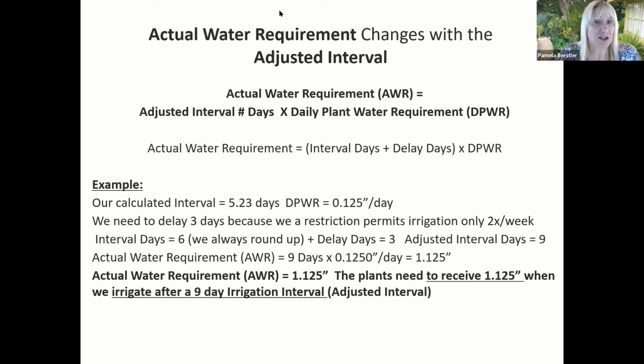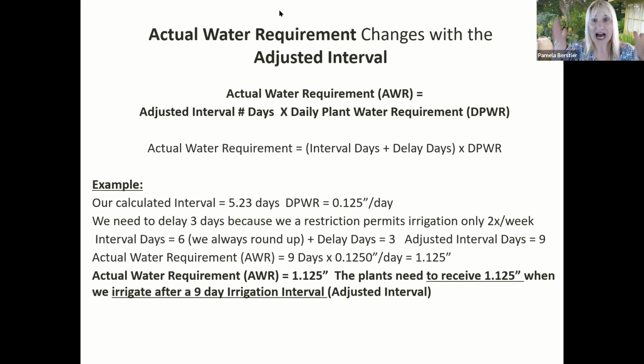But it turns out that you've got a delay, you've got a party coming up. And so there are going to be 3 days that you cannot irrigate. And so that's going to add to your interval. So instead of it being 6, you're adding 3 days, it's now 9 days of interval. So the actual water requirement at this time is going to be 9 days times the daily plant water requirement. And that's the amount of water that is actually going to be required to be put back into the landscape because the plants have taken it out over those 9 days.